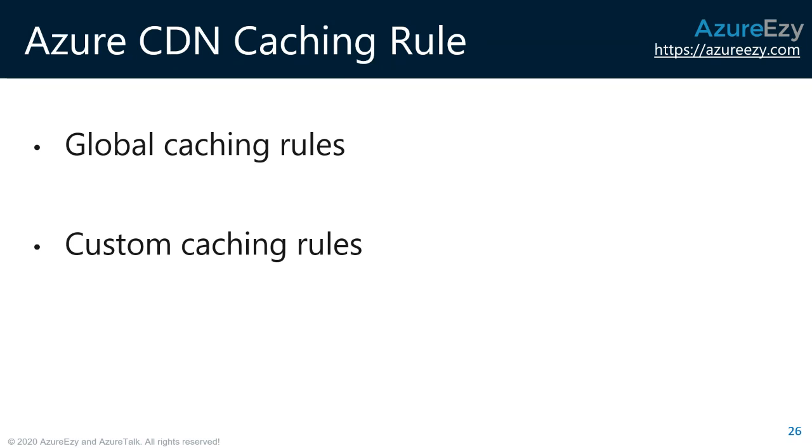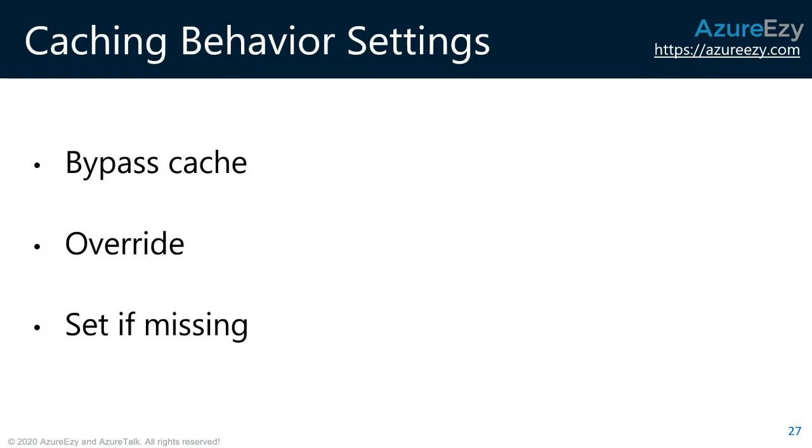Now, when you have these caching rules, there are some behavior settings. There are three types of behavior setting that we can configure: one is bypass cache, another is override, and the third one is set if missing. For example, if you have configured bypass cache, what will happen? If there is any origin-provided cache, it will ignore that. It will bypass that, it will not cache that.